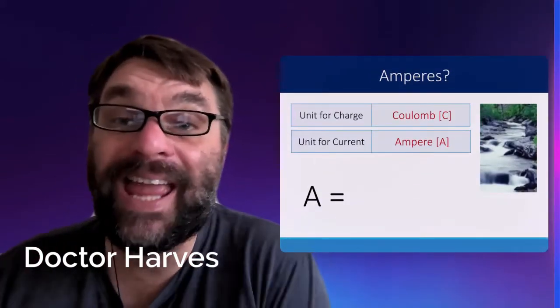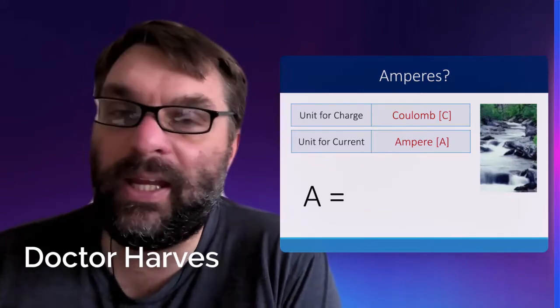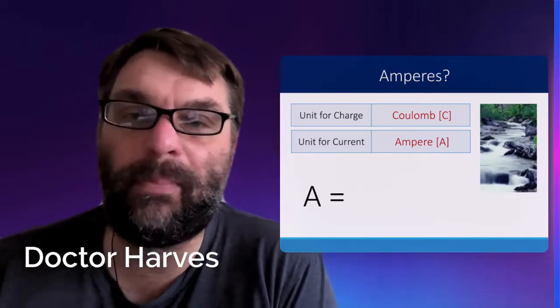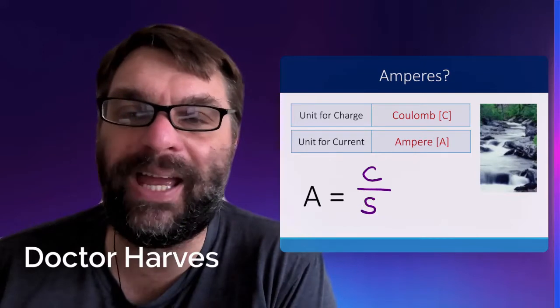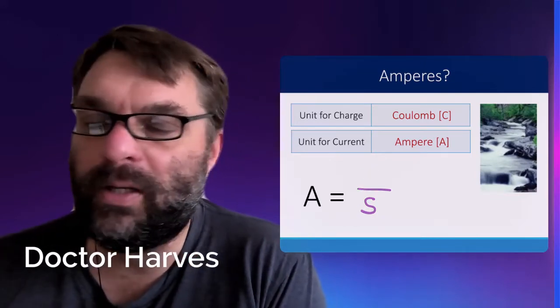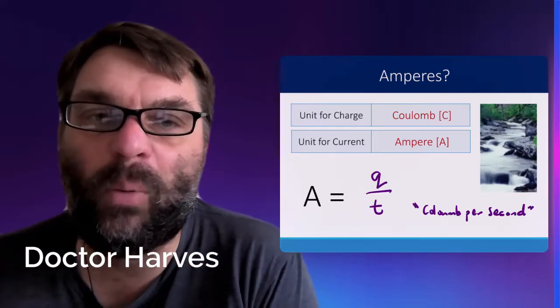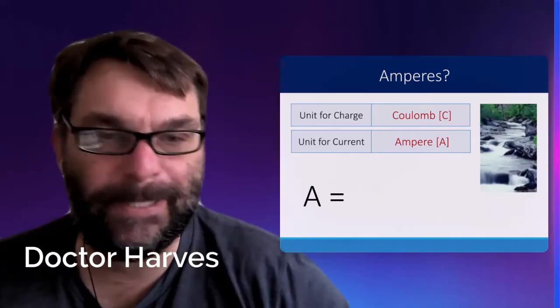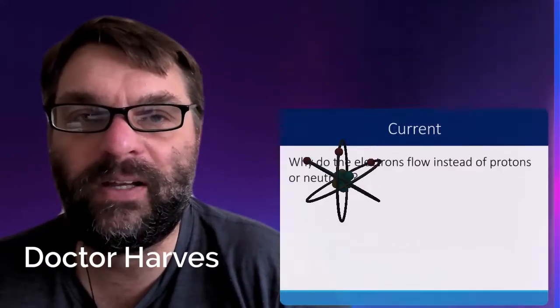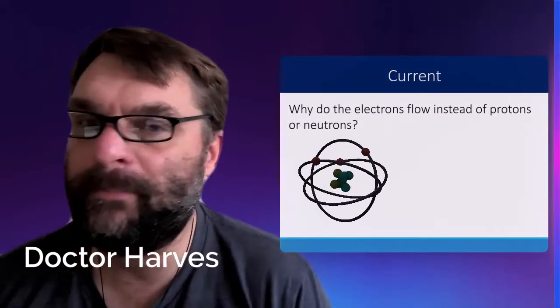And exactly what is an ampere? Well, essentially an ampere is the amount of coulombs passing by a particular point per second. So it's just basically coulombs per second, the rate of flow of the electrons.